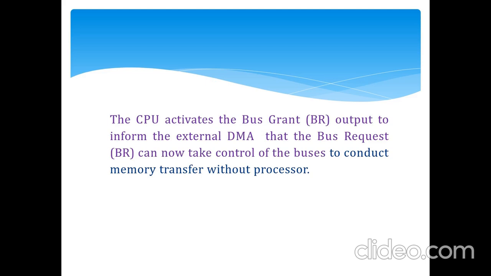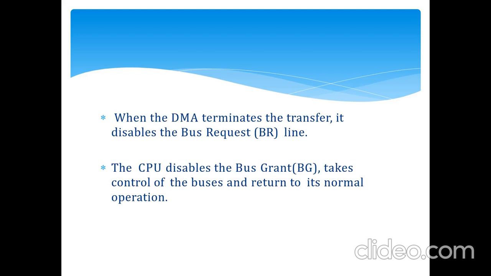The second signal is bus grant, which is an output. The CPU activates the bus grant to inform the external DMA that it can now take control of the buses to conduct the memory transfer without the processor. When the DMA terminates the transfer, it disables the bus request, that is the BR line, and the CPU disables the bus grant, takes control of the bus and returns to its normal operation.